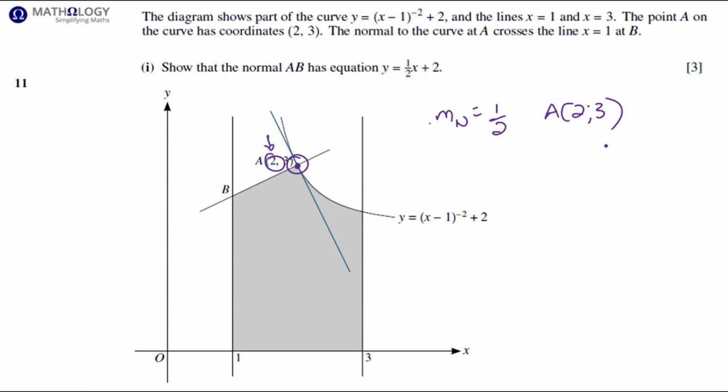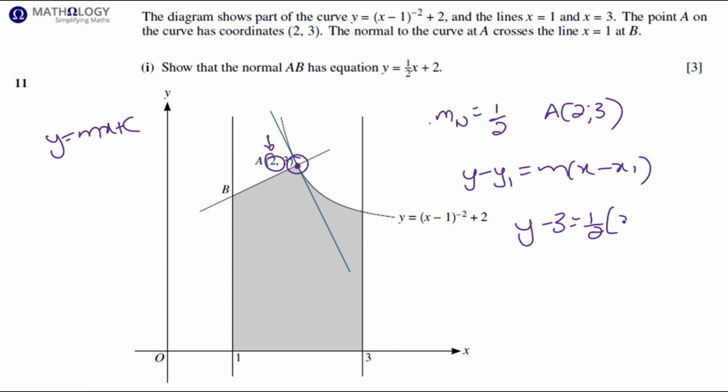So we have the gradient of the normal, and we have a point that lies on the normal, point A. So we can now determine the equation of the normal. y minus y1 equals m times (x minus x1). You can also use y equals mx plus c if you prefer. So y minus 3 equals a half times (x minus 2). y equals a half x minus 1 plus 3. So y equals a half x plus 2. And this is the equation of the normal to the curve at A.